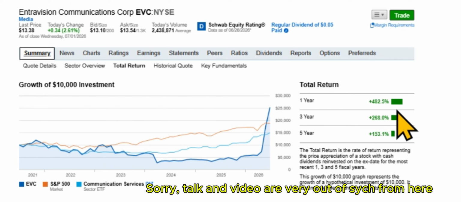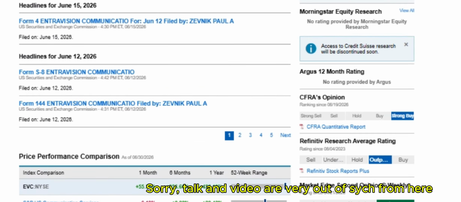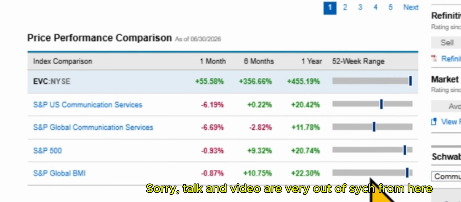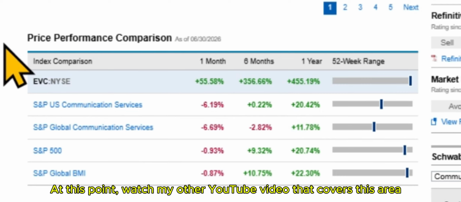It's returning pretty high for year to date. Let's go down and take a look at the price performance comparison, which I found only Schwab has this chart and is the number 1 chart that I use when I make a buy recommendation on a stock. So EVC for 1 month is returning 55%, 6 months 356, and 1 year 455. Versus if I had just bought the S&P, I would be negative 0.93, positive 9, and positive 20 for the year. So obviously, according to this, EVC and Claude is correct. It has reached 5 days of a 52-week new high.